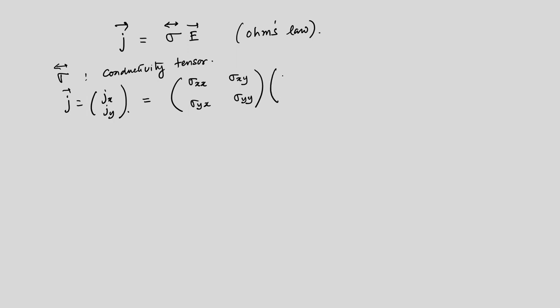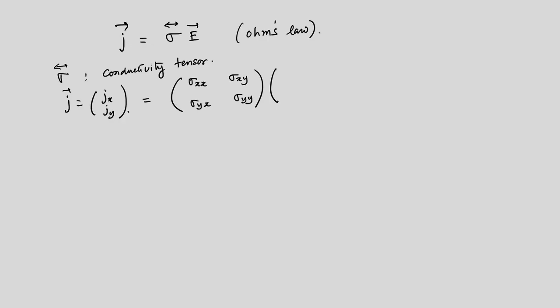In fact, they differ by a sign, and I'll give you a proof of why, in two-dimensional electrons subjected to a transverse or perpendicular magnetic field, the conductivity tensor or the resistivity tensor necessarily has to be antisymmetric, which means sigma xy is equal to minus sigma yx. This is a very typical property of electrons in a magnetic field. So this multiplies Ex and Ey.